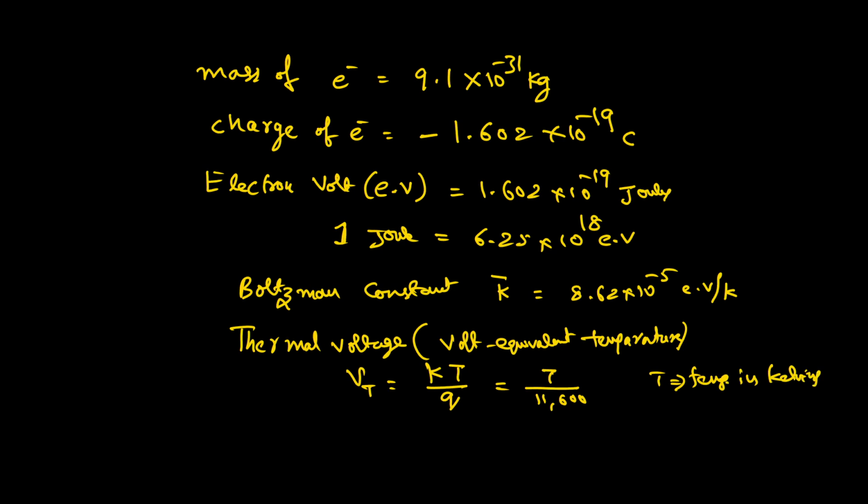If you substitute the temperature value at room temperature, the temperature in terms of Kelvins is 300 Kelvin. If you substitute that value here, then the VT value is approximately 26 millivolts.